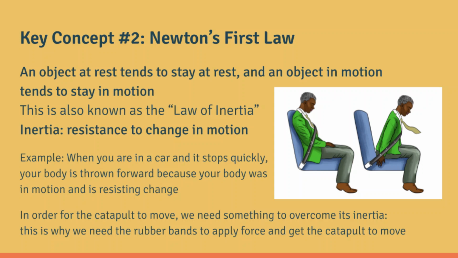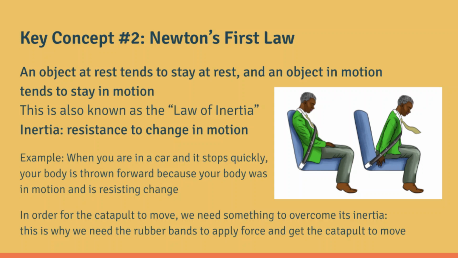We'll need to know Newton's laws of motion for this experiment. Newton's first law is that an object at rest tends to stay at rest, and an object in motion tends to stay in motion. This law is also known as the law of inertia, which is an object's resistance to change in motion. We experience this law all the time when we are seated in a car. When the car stops quickly, your body is thrown forward because as the car was driving, your body was in motion, and because of inertia, your body is resisting the change in motion from moving to being at rest.